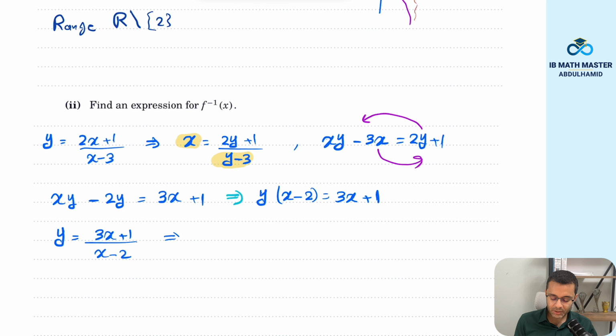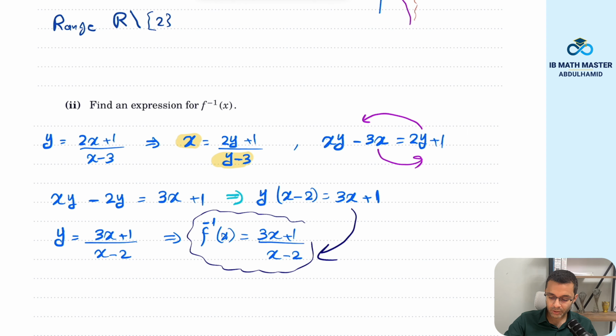This is the inverse. I just need to replace y by the inverse notation, which is this: (3x plus 1) divided by (x minus 2). So this is now the inverse that we need to find. By the way, you can jump immediately from here to here, no need to write this. So this is now the inverse. What we need to find now is the domain and the range of this one as well. Here, the domain will be all real numbers except for one value of x I cannot replace because it makes the denominator 0, and that will be 2 here.